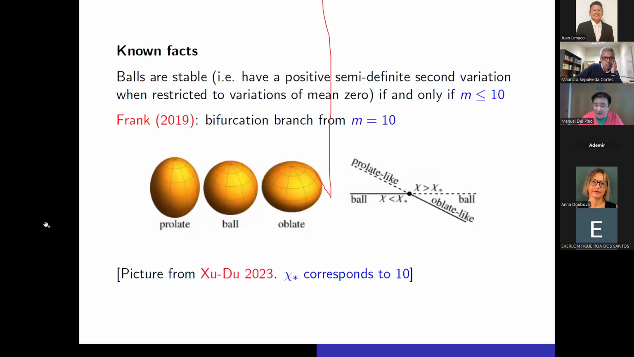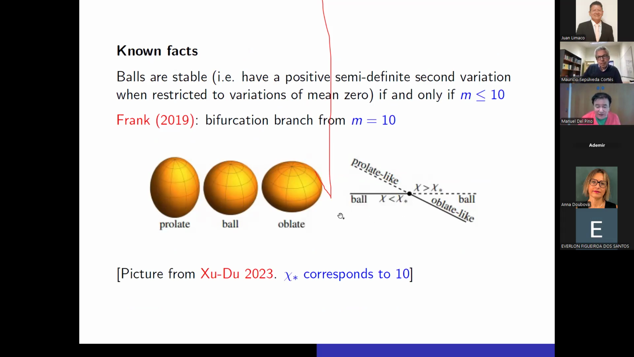Okay, people have studied this issue both in the rigorous way and the numerical way. Frank, in 2019, actually analyzed the local bifurcation branch that happens at mass equal to 10. Remember, at 10, the ball ceases to be stable when we reach mass 10.